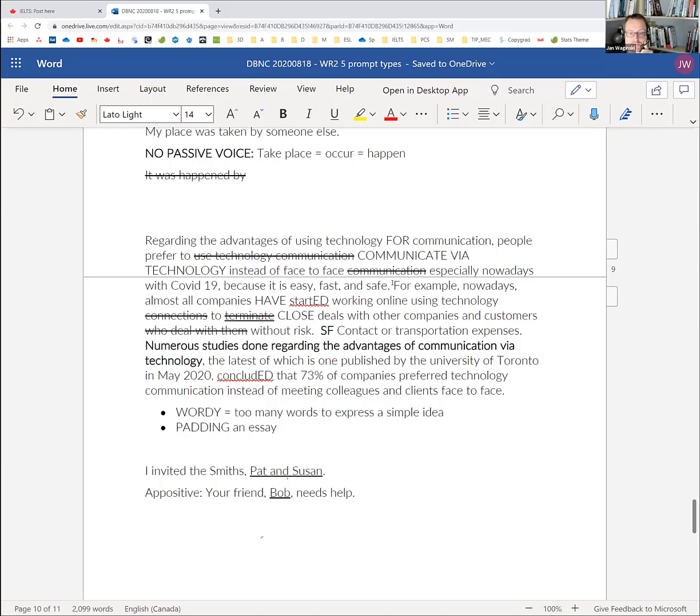What's the difference between this and an actual example? An example should have a real experience, from your own knowledge or experience. That's why it says that. When you say all companies have started working online using technology, that's not an example because you're describing all companies, right? Examples bring things to life.